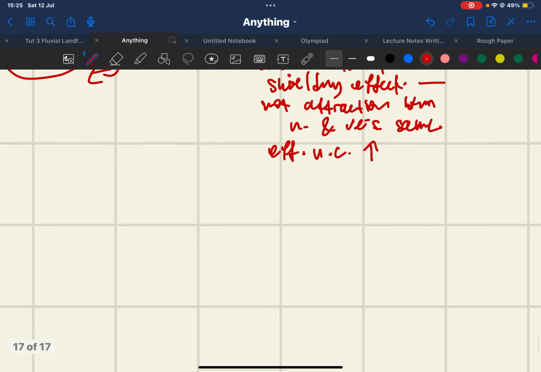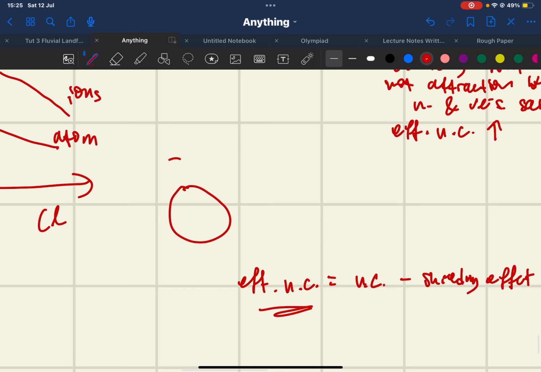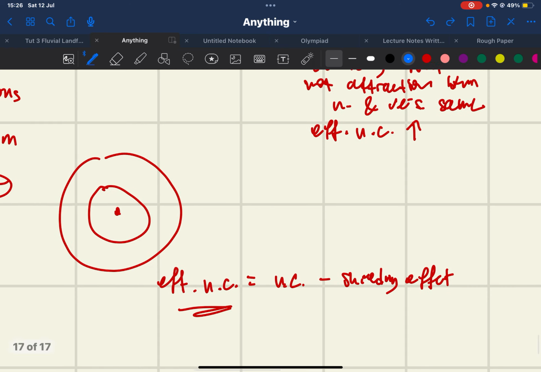Because how do you calculate effective nuclear charge? Effective nuclear charge is equal to the nuclear charge minus the shielding effect. That's how you calculate effective nuclear charge. What is shielding effect? For example, I have this atom. The nucleus to the valence electron shell, which is the outermost electron shell, has a weaker attraction because there is a layer. There's a layer of electron shell in between, so it's like a barrier that blocks it. That's why the shielding effect occurs.